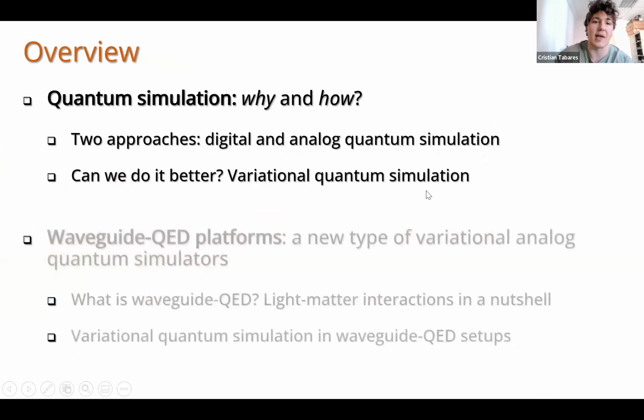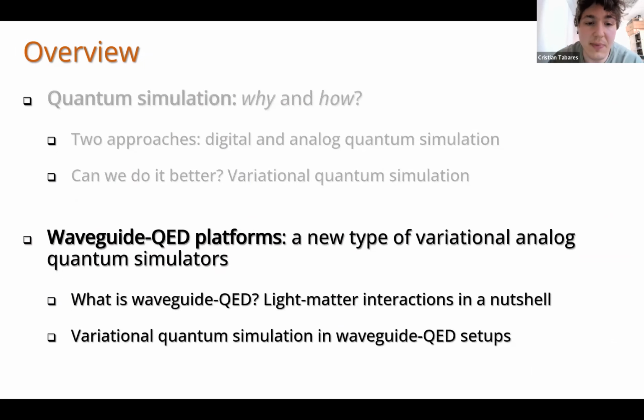The first one will be a part where I would like to introduce you to the topic of quantum simulation. So in general, we would like to answer two different questions. First, why do we do quantum simulation? And second, how can we do it? So we will discuss two types of approaches, the digital quantum simulation and the analog one. And then we will discuss the variational quantum simulation, which will directly be connected with the second part of the talk, in which we will focus in particular on waveguide platforms.